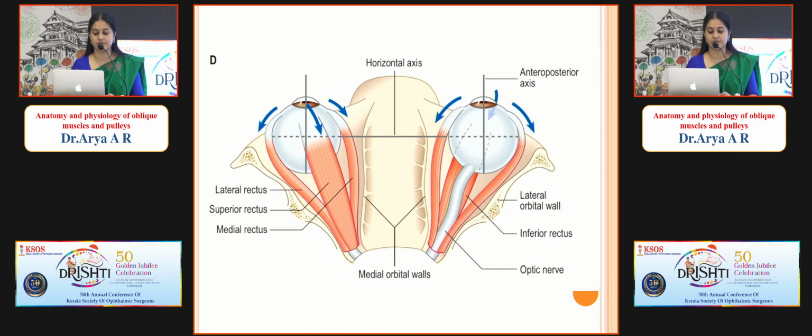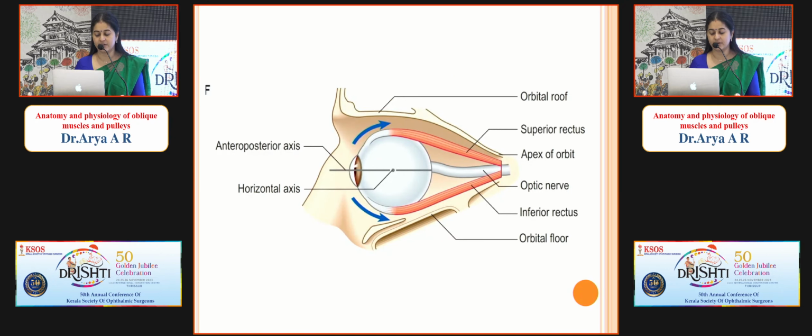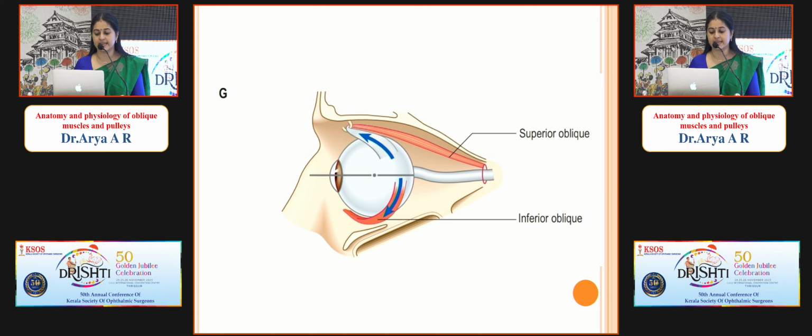This is a picture from above, which shows the recti muscles, and this is specifically the superior oblique muscle. From the superior view, you can see it originating from the body of sphenoid, coming forwards. Once it hooks the trochlea, it turns posterolaterally at an angle of 54 degrees and then gets inserted onto the sclera behind the equator. This is a lateral view. This is again the lateral view of the oblique muscles getting inserted.